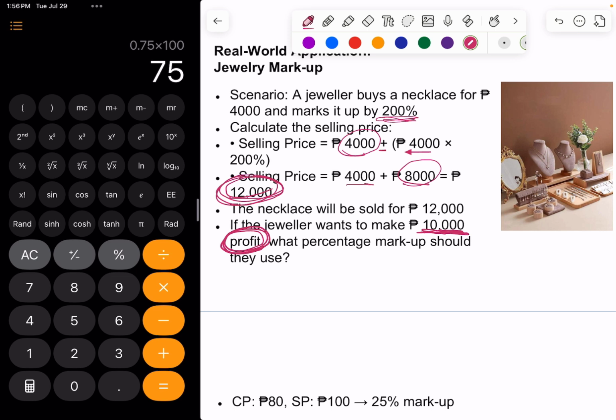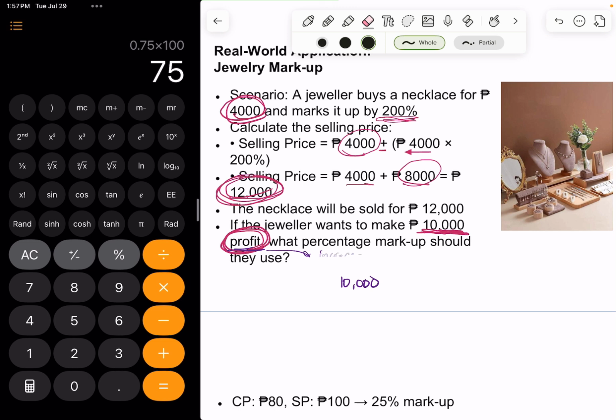Gidugang nato ni siya sa puhunan nato, which is unsa atong puhunan? 4,000 pesos. Now, ang pangitaon daw is what is the percentage markup. Okay, using the profit, we know that profit could also be called the word increase. So, kabaluta nga ang ni-increase or ang difference sa ato ang cost price and selling price kay 10,000 pesos.